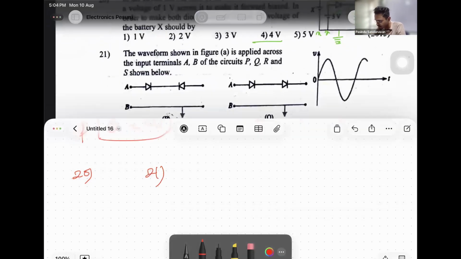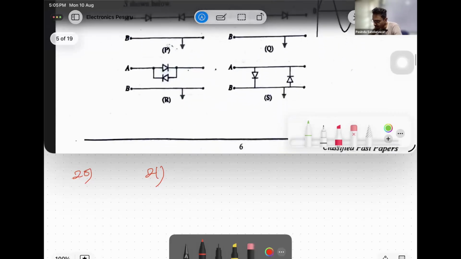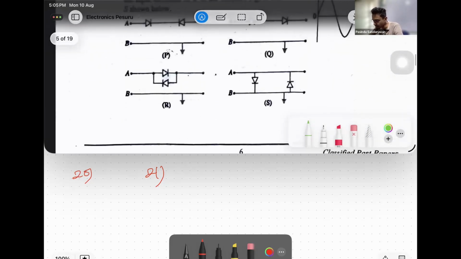21. The waveform shown in the figure is applied across the input terminals AB of the circuits P, Q, R, S. So 4 circuits are given. Question: if the potential drops across the diodes are negligible, which means they are ideal diodes, the input waveform will travel unaffected through. Which means it should be unaffected. It should be the same in both cases.